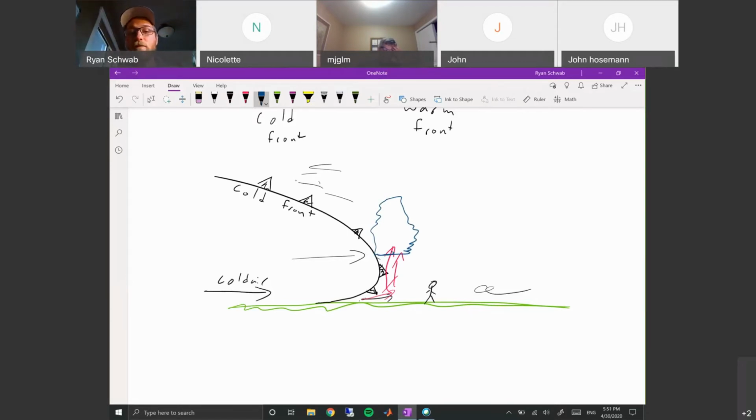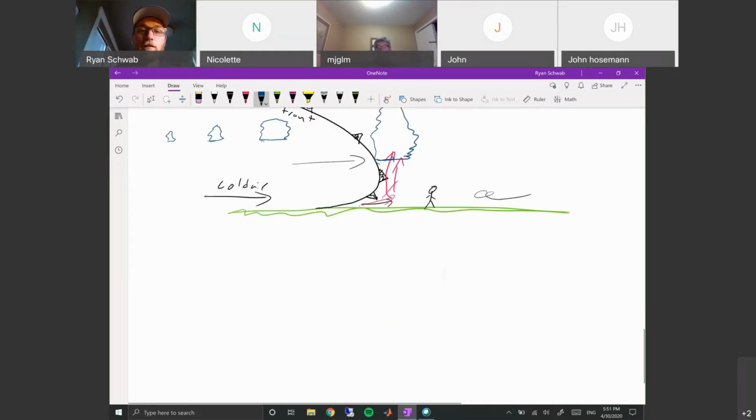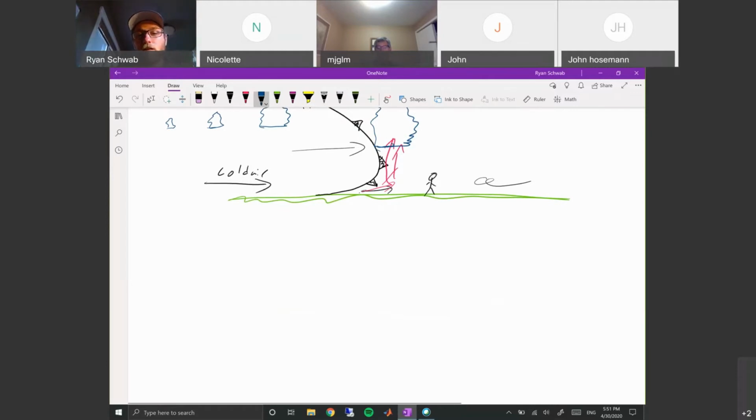Meanwhile, after that front passes, you're more likely to see pretty clear skies with maybe some smaller puffy clouds. Cool. So in a cold front, that's usually when we see a lot of that overdevelopment in the clouds and a lot more instability in the air. Cool. And then now let's look instead at a warm front.